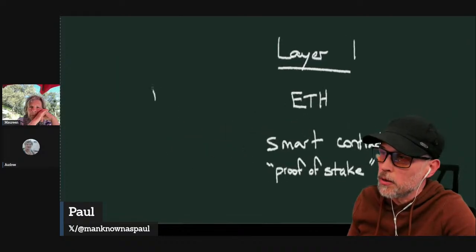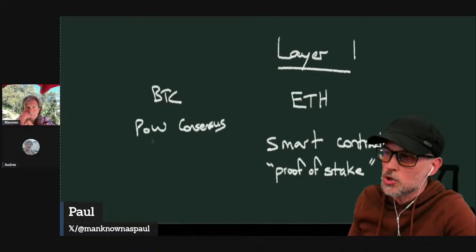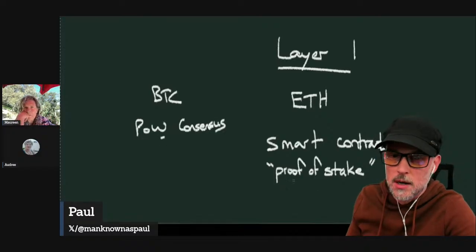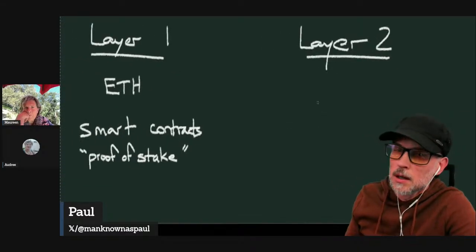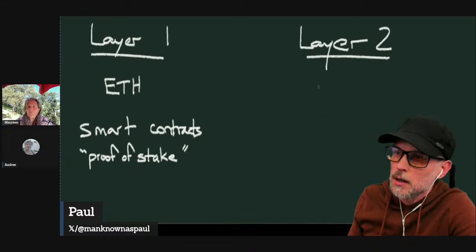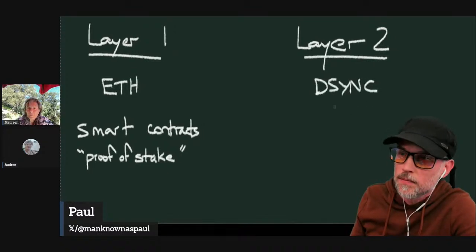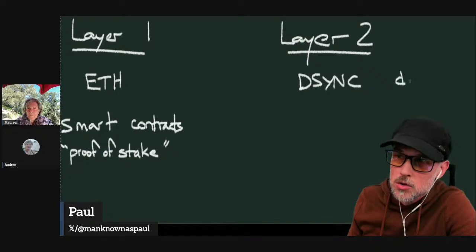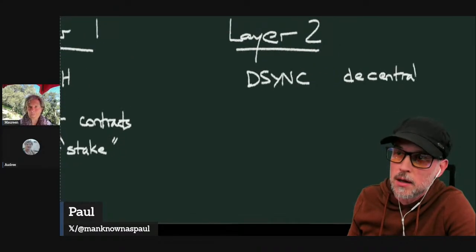Before, back with Bitcoin, it was just proof of work. That's how they brought consensus on chain, was just proof of work. Well, now we can have proof of stake. Well, the layer 2, what this is, layer 2 coins say, okay, let's go with DeSync, for example. DeSync is one of the coins we follow. They do decentralized storage of data and self-sovereign as well.